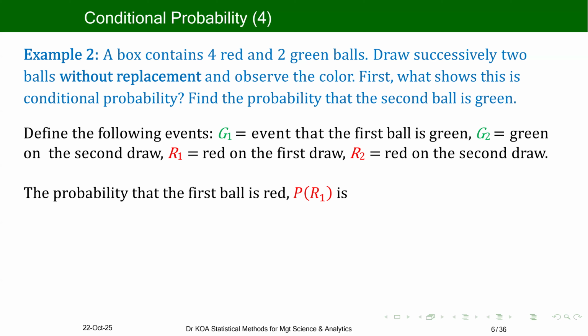Now, R1, let that be the event that the first ball is red. And R2 should be the event that the second ball is red. Emily, why did I end with just R1 and R2 and not R3 and R4? Because we are drawing just 2 balls.